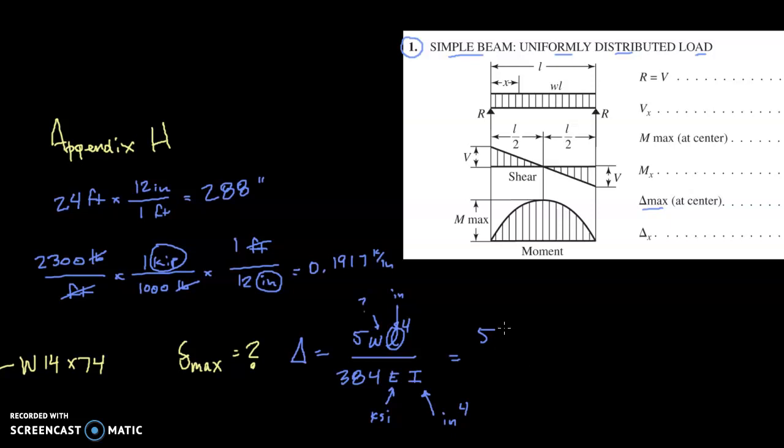So if I come back here to my equation, I've got 5 times W, which when converted to kips per inch is 0.1917 kips per inch. And my length, when converted to inches, is 288 inches to the fourth. Don't forget the exponent. That's pretty easy to forget. Divided by 384 times E. E is the modulus of elasticity.